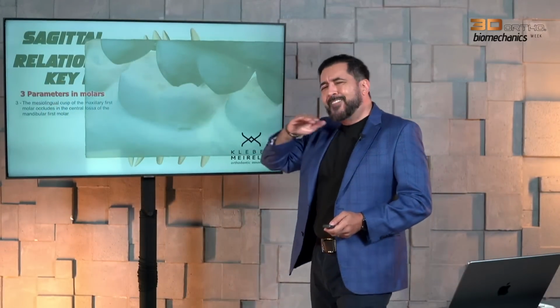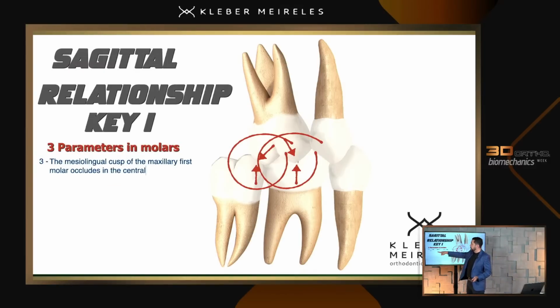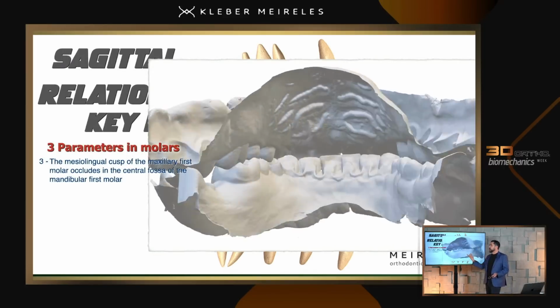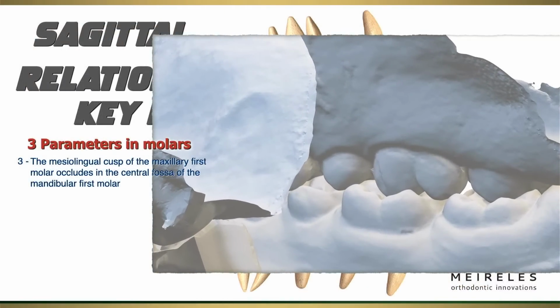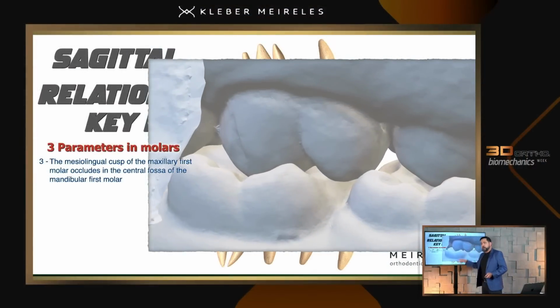For example, very simple. I want to show you the correct way to position a molar or a premolar, and I'm going to show you in this beautiful image. It's also an image that I created, but I can do it better. I can show you that there is another way to view this. The mesiolingual cusp of the maxillary first molar occludes in the central fossa of the mandibular first molar. Let's do it. Look at that. Now you see where it is. Now I can change the view so you can see closer the right position.